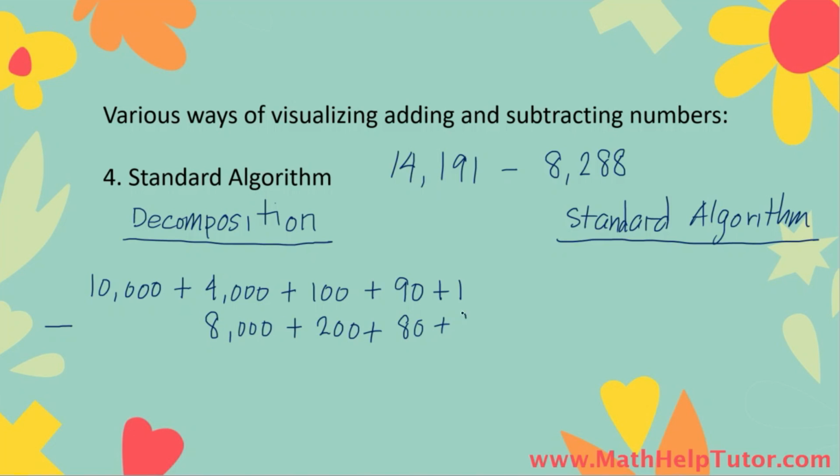8,000 plus 200 plus 80 plus 8. We don't have a 10,000s place, so we just put 0 over here. Then let's put an underline under the second number's expanded form to separate our numbers from the answer. Next, let's do the subtraction beginning from the rightmost place, the ones place. So let's have 1 minus 8.